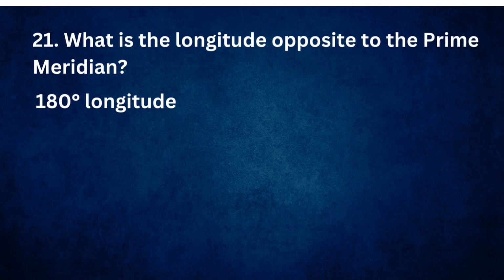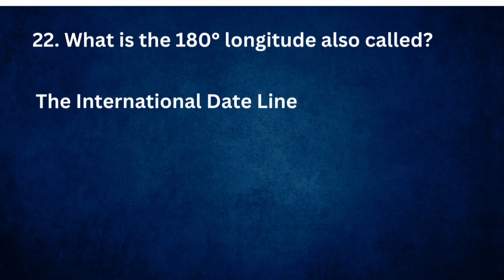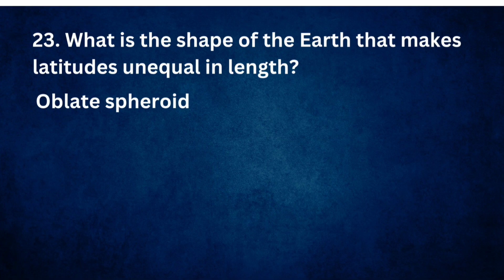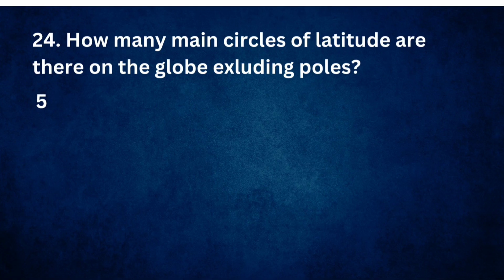What is the longitude opposite to the prime meridian? 180 degrees longitude. What is the 180 degrees longitude also called? The international dateline. What is the shape of the Earth that makes latitudes unequal in length? Oblate spheroid. How many main circles of latitude are there on the globe excluding poles? 5.